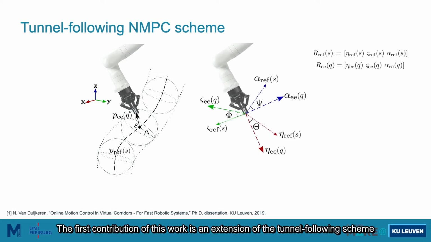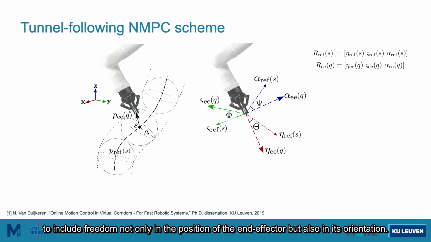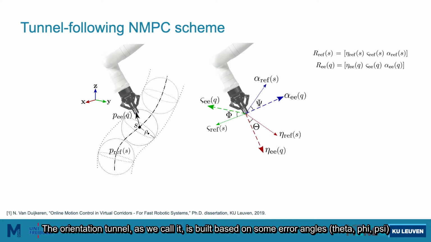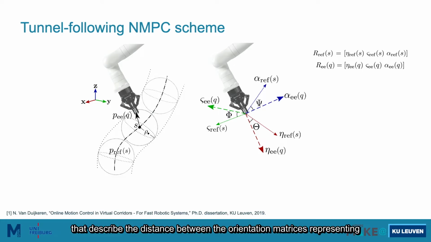The first contribution of this work is an extension of the tunnel-following scheme to include freedom not only in the position of the end effector but also in its orientation. The orientation tunnel, as we call it, is built based on some error angles theta, phi, and psi that describe the distance between the rotation matrices representing the orientation reference and the orientation of the end effector.